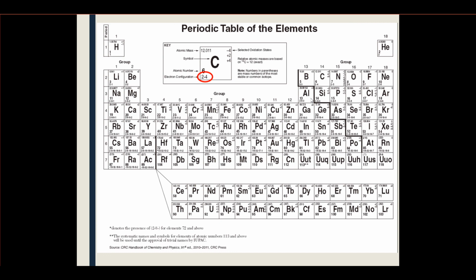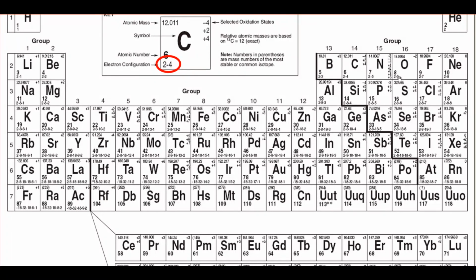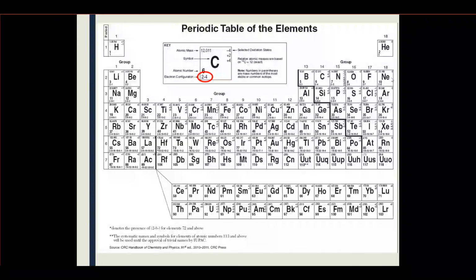If we look at, let me just make this bigger for a second here, watch this. If we look at oxygen, oxygen has an atomic number of 8. That tells us 8 protons. It also tells us how many electrons. 8 electrons. So 2 are in the first shell, and that means the remaining 6 are going to be in the second shell.